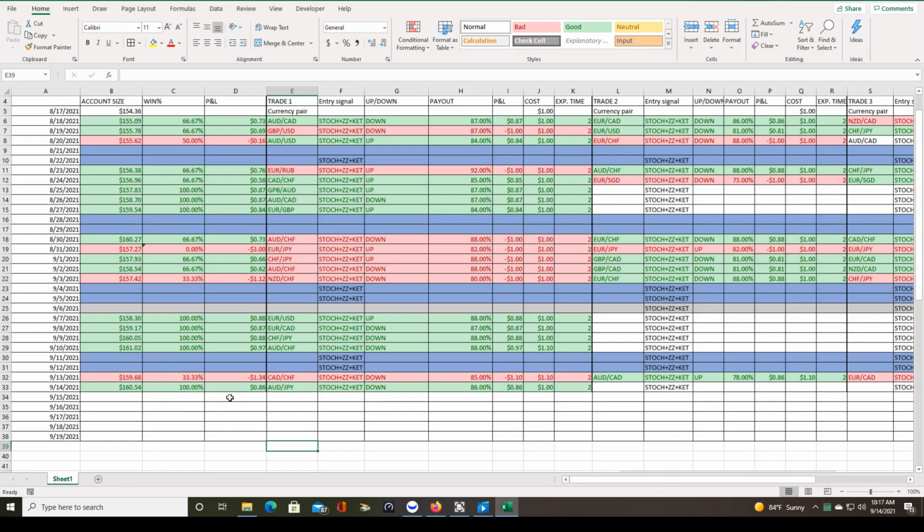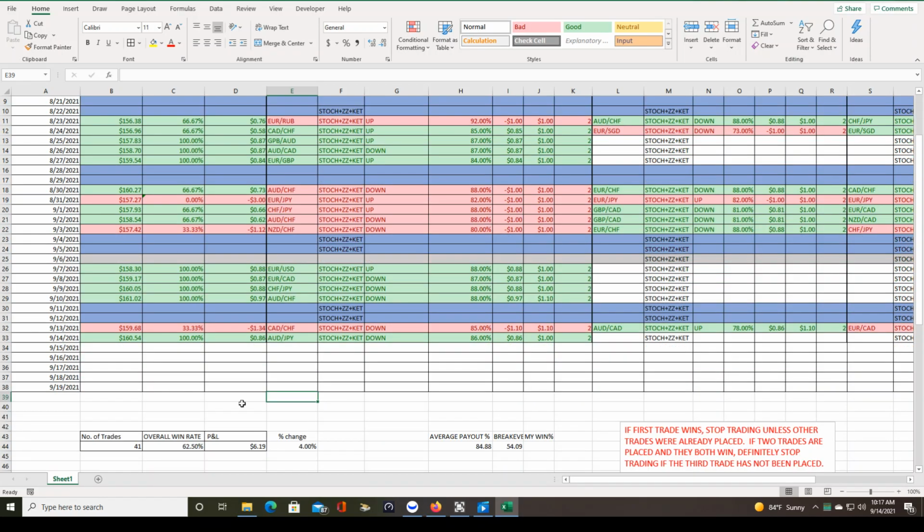Now let's take a look at the number of trades we've taken so far: 41. The overall win rate, 62.5. P&L, $6.19. Sounds ridiculous, but we're only trading with $1. Tomorrow I'm going to increase that to $1.10 since we've broken back through that $10 level of the account. Every time I breach a $10 level, I'm going to add 10 cents to the trading amount, at least for a while here, just to keep things growing with the account, even though it'll be slowly, but at least there'll be some growth as we remain profitable with this.